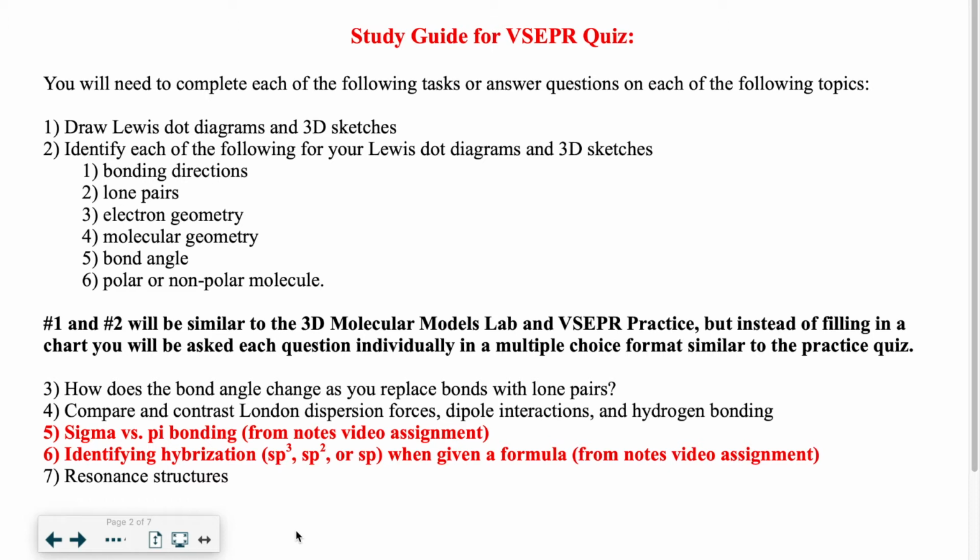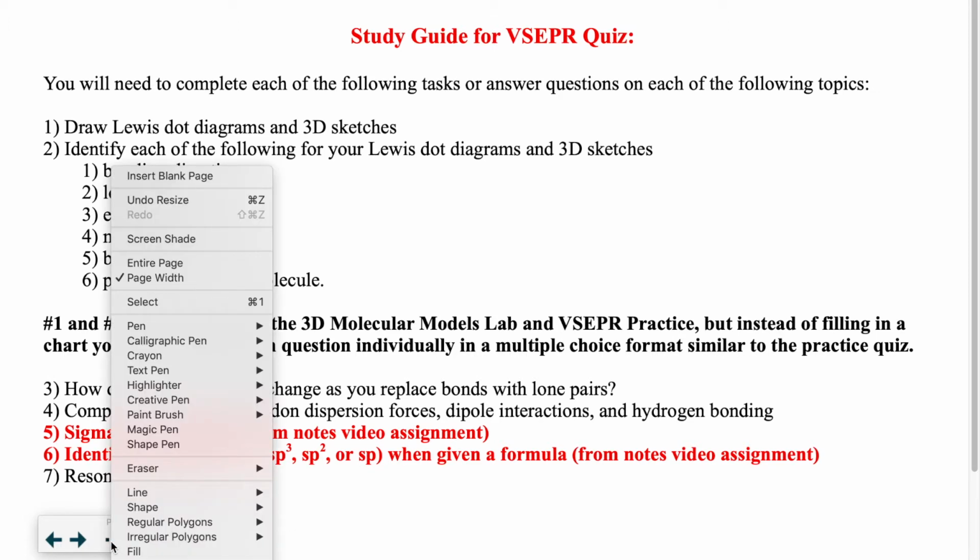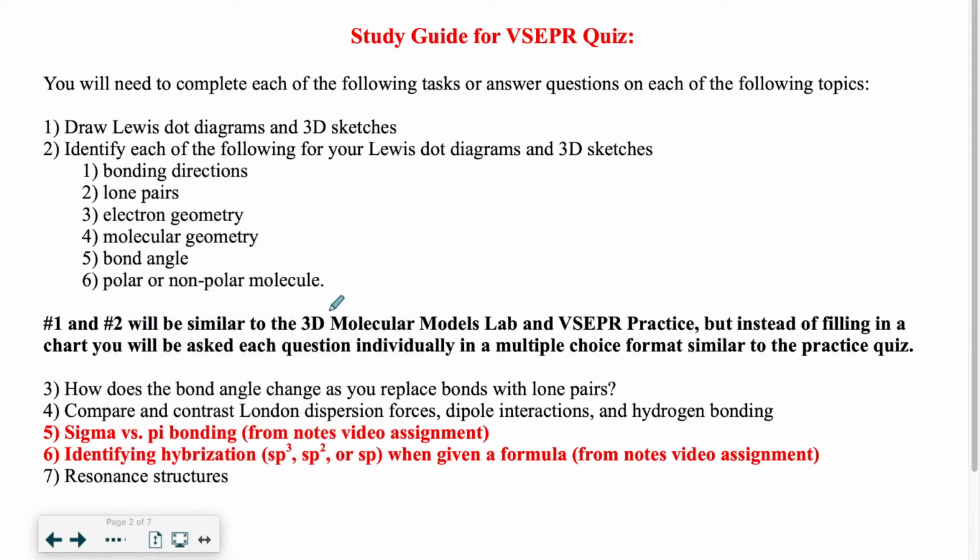How does the bond angle change as you replace bonds with lone pairs? So for an example of this, if you had something like CH4 versus NH3, both of these have a total of 4 electron groups. So I have the 4 bonds and no lone pairs, 3 bonds and 1 lone pair. So they both fall within the same family. They're tetrahedral family, and they have bond angles of approximately 109.5 degrees.